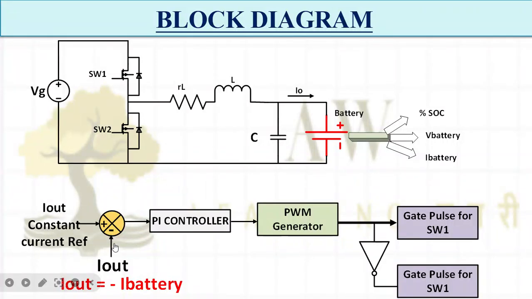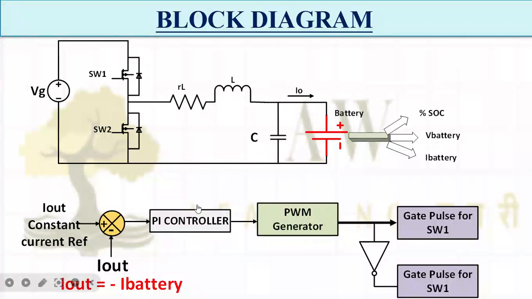Now what is the control block diagram? I out is in this direction and my I battery should be like this, in the upward direction. So you should keep this in your mind. That is why I am going to give a constant reference current, some constant value, and then I am giving my feedback I out. So I out is basically the minus of I battery.